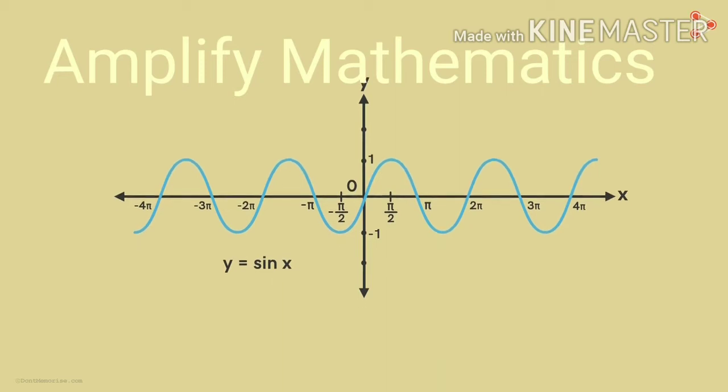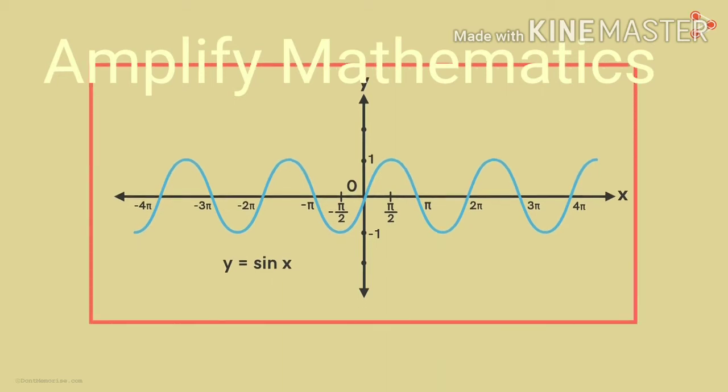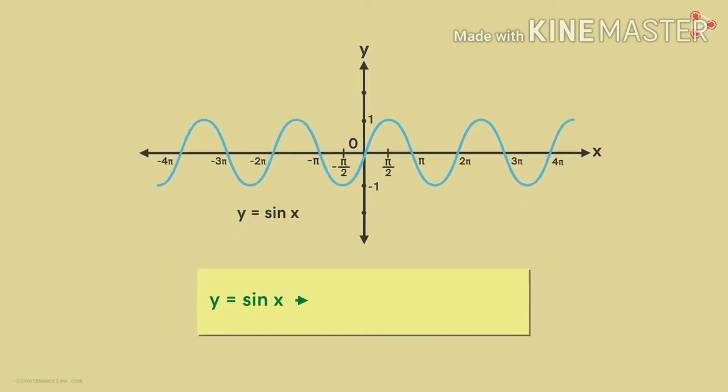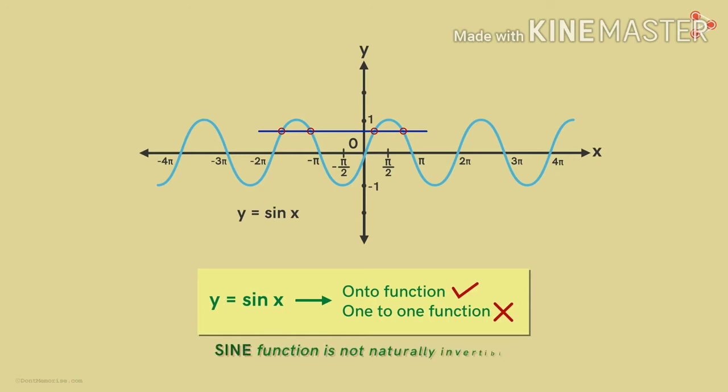This graph is where we left off in our last session. We saw that the sine function is an onto function, as for every y value in the range 1 to -1, there is a corresponding x value. But it is not 1 to 1 as it does not pass the horizontal line test. We see that the horizontal line cuts the graph at more than one point. So we come to a conclusion that the sine function is not naturally invertible.